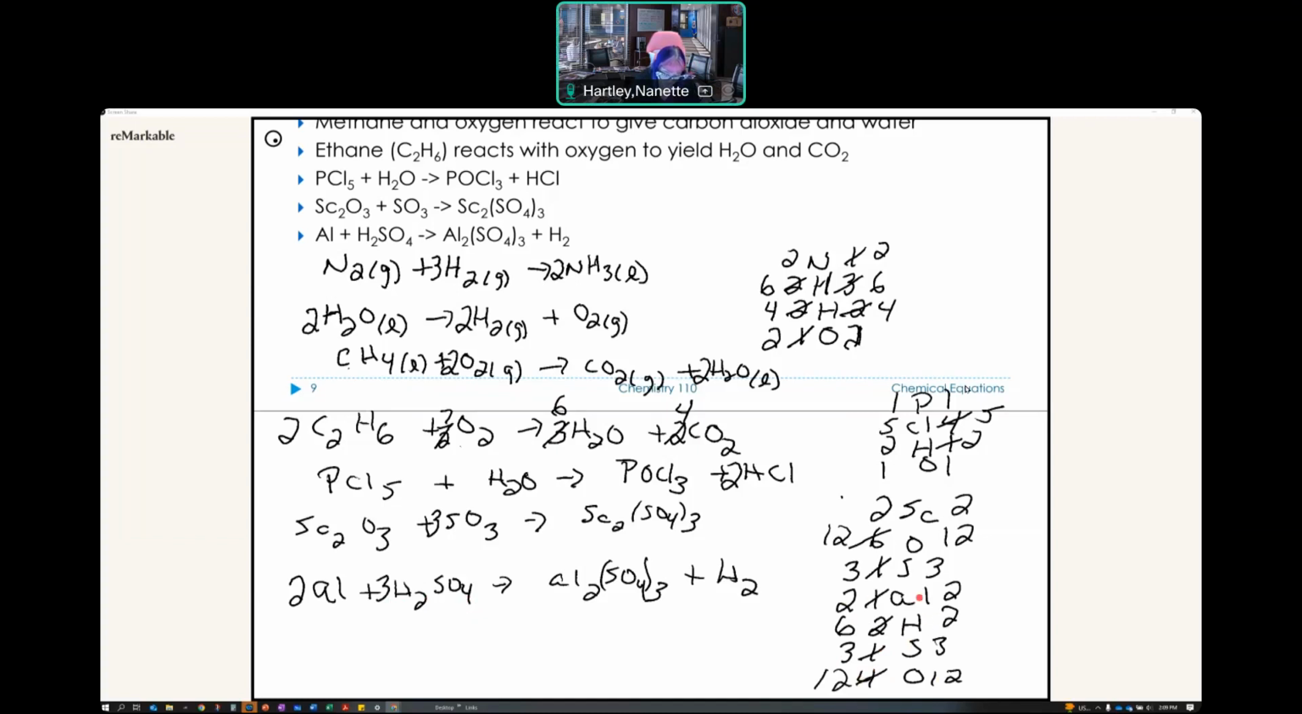This one is not, that one is. So I have 6 hydrogens on this side and 2 on this side. So if I multiply this by 3, then I'm good. Oh, snap! I got them all.